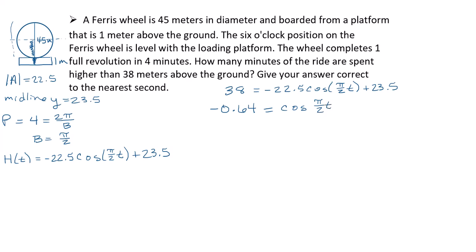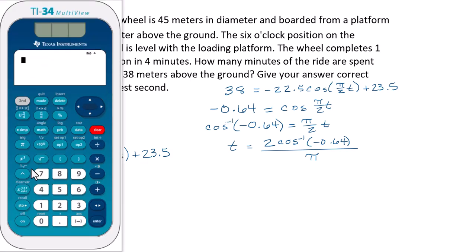Now I'm ready to use inverse cosine. So the inverse cosine of negative 0.64 is equal to pi over 2t. Now multiplying both sides by 2 and dividing by pi, I'll have t equals 2 times the inverse cosine of negative 0.64 divided by pi. Now we need to go ahead and get the calculator out. This is not one of our special values.